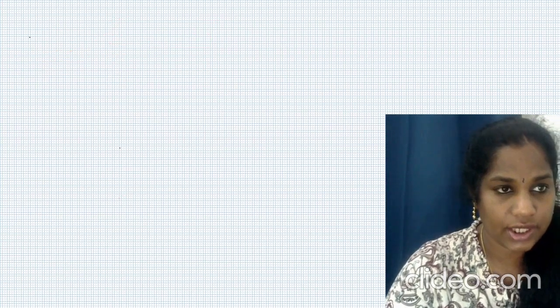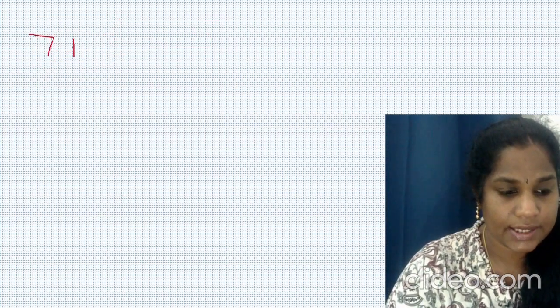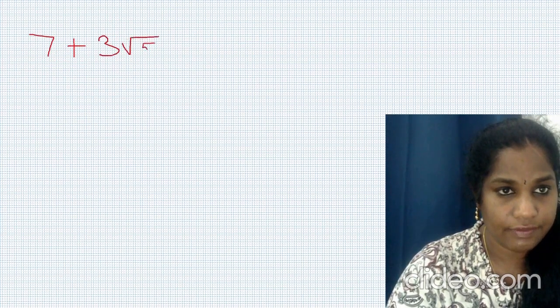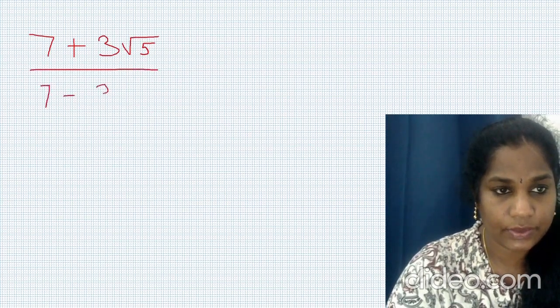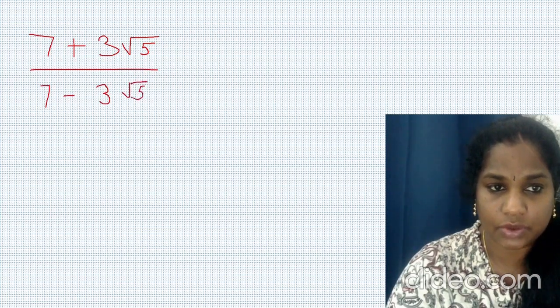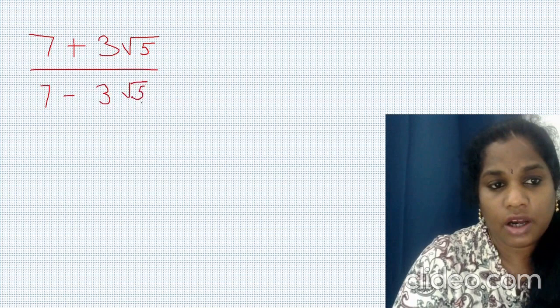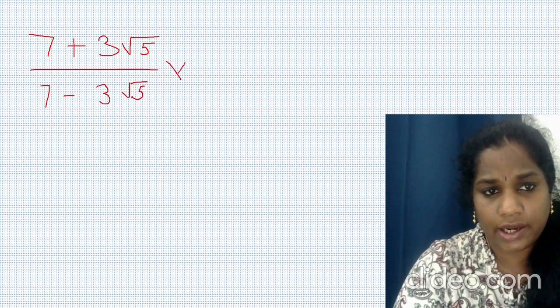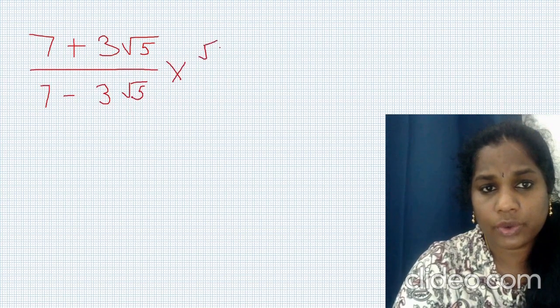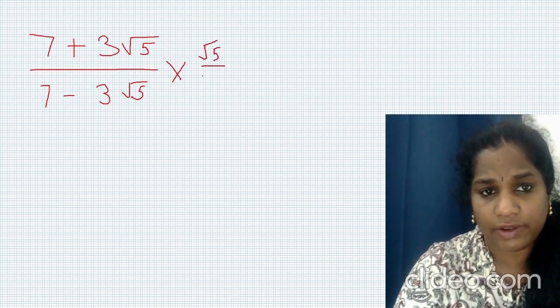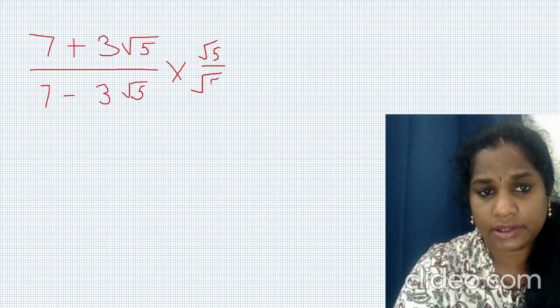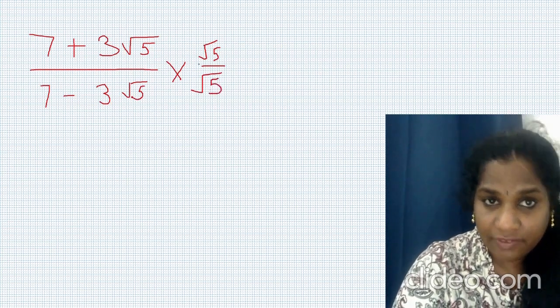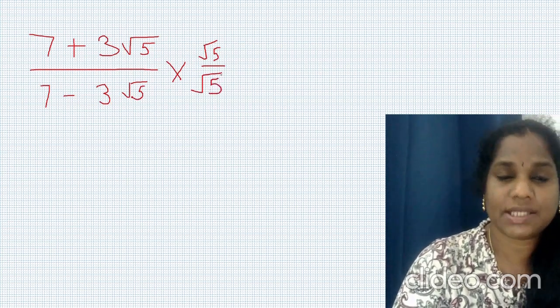Okay. Next question is 7 plus 3 root 5 divided by 7 minus 3 root 5. So, you know what? One question can come into any kid's mind: that simply we can go ahead and multiply by root 5 by root 5. Does it come into your mind? Yeah? If you try to do this, there is a big mistake.